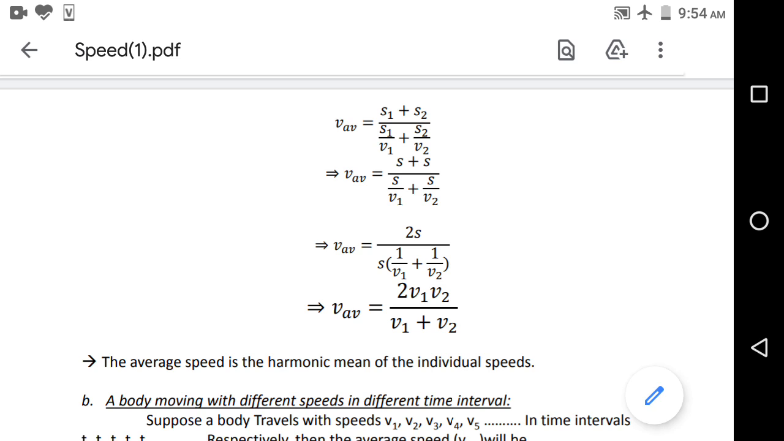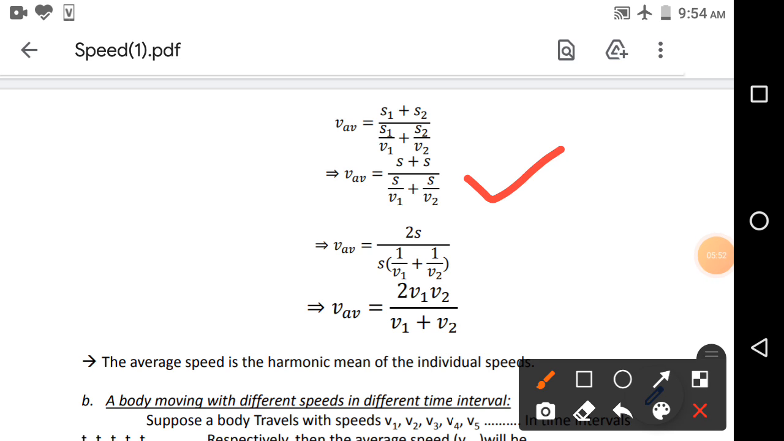Then V average, we write S in place of S1 and S2. Then we will get V average equal to S plus S by S by V1 plus S by V2. Then V average equal to 2S by S, we took common, 1 by V1 plus 1 by V2. Then this can be written as 2 V1 V2 by V1 plus V2. Simplifying this, the average speed is the harmonic mean of the individual speeds.